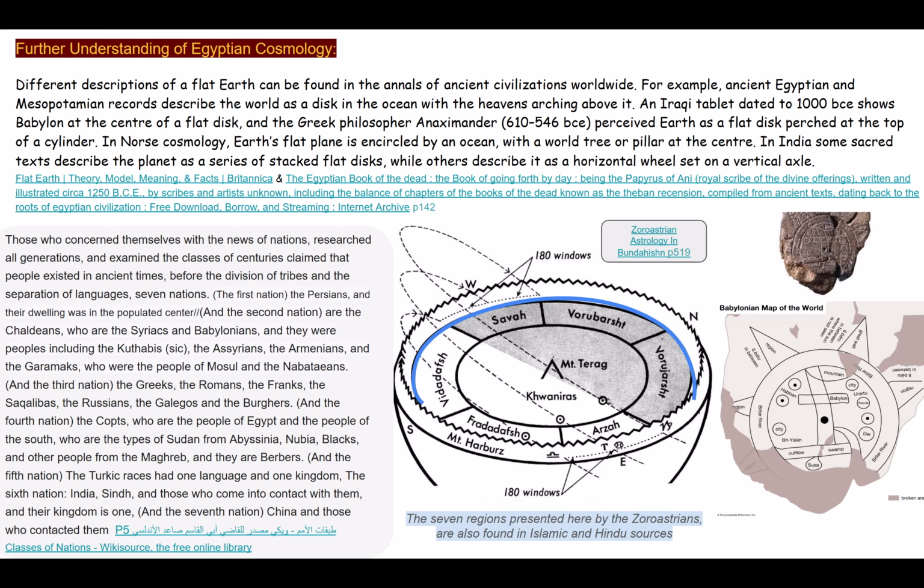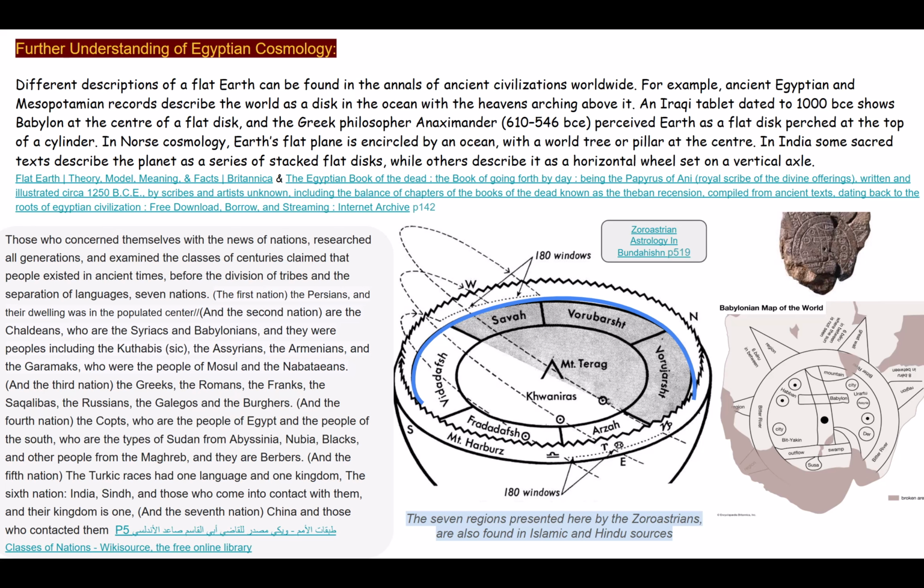And the same thing in Babylon. If you look at the map of Babylon, there's this dot at the very center of the map. This seems to me like an anchor that's holding the world in place. So many of these ancient civilizations believed this is what the world looked like.